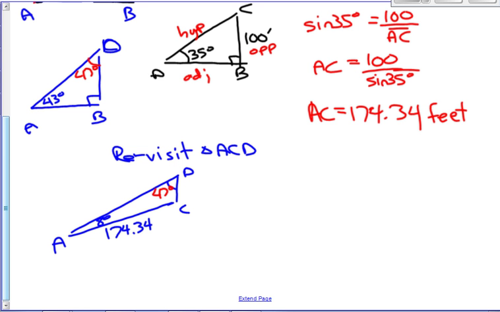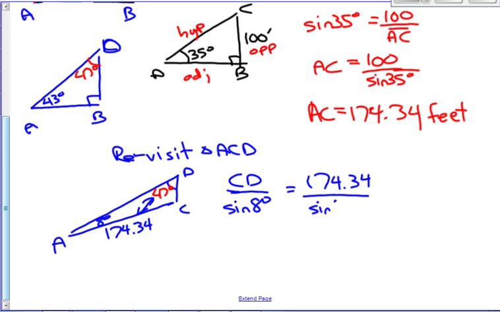Okay, so we do have to do a little sleuthing here. And there's no way that we can say there's a method for every single one. It's just cataloging what you know and what you don't know, and then trying to get a little further ahead. So X, or CD, is the thing we want. Look, we know a pair, a side, and its opposite angle, so we can use Sine Law. So CD over sine 8 is going to be 174.34 over sine 47.